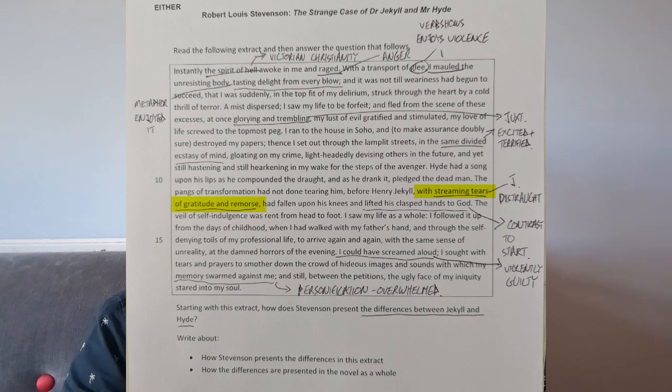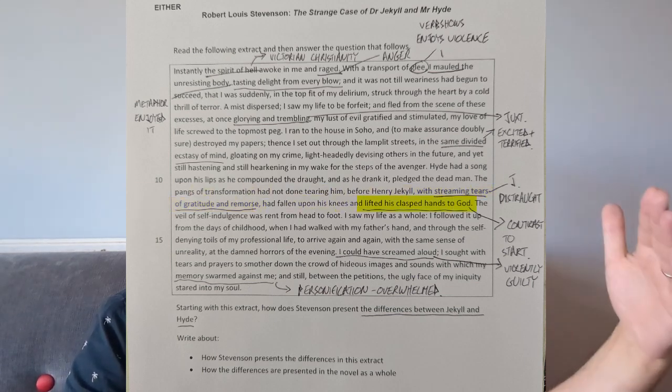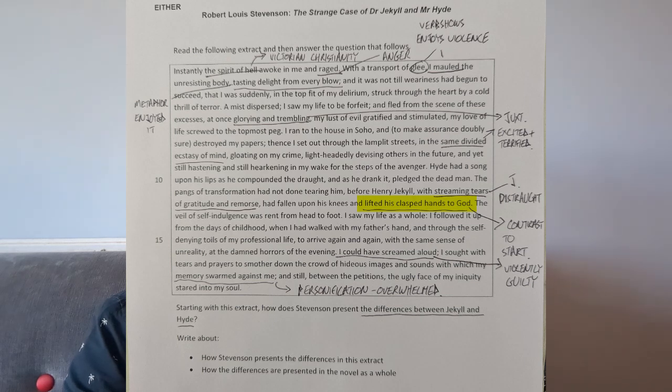And he also says in this that he lifted his clasped hands to God. Now, that's a massive contrast to the spirit of hell awaking at the start. So that's going to be really useful when we come to write an essay. Now, once I've done all that annotation, and hopefully I've got some annotation throughout the extract, with no big chunks that are blank, I've found bits at the beginning, middle, and end.